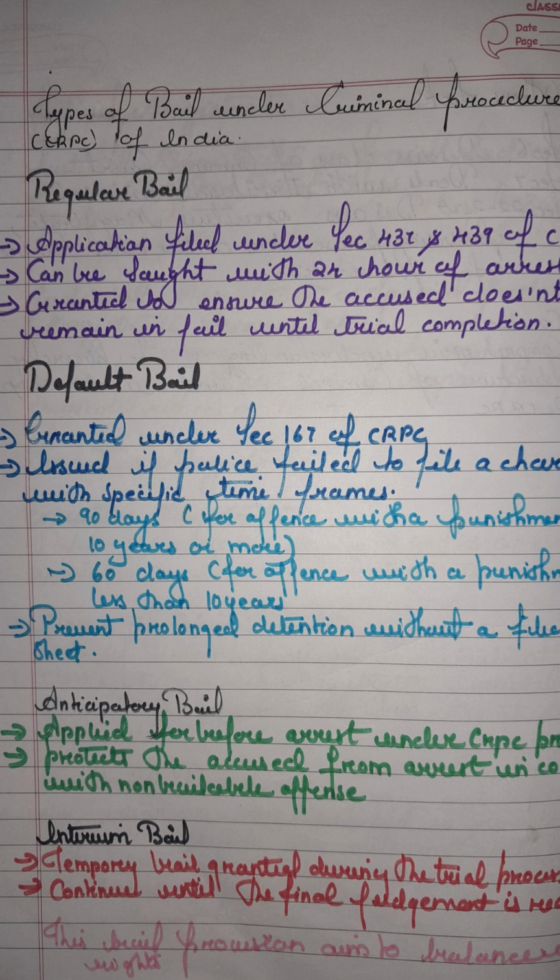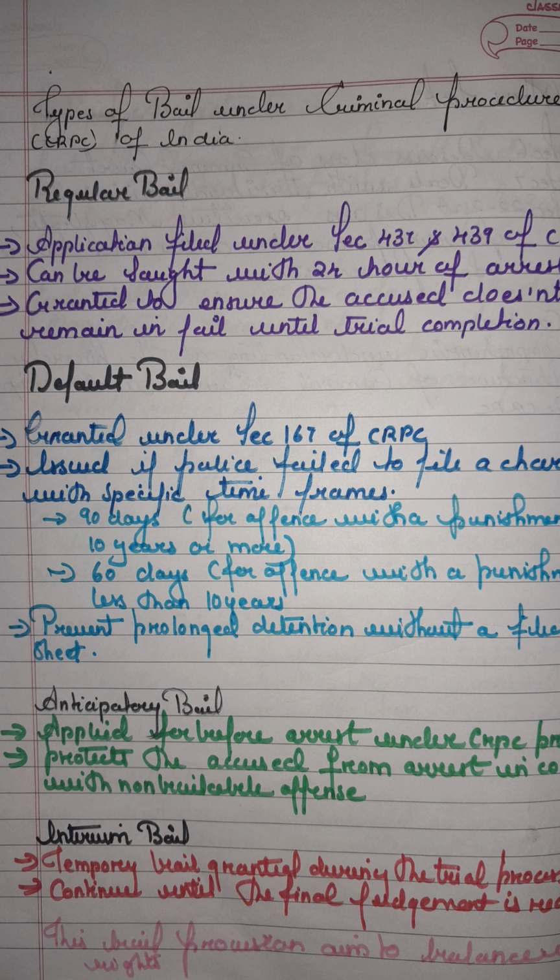Today I'm going to talk about the four kinds of bail. The first one is a regular bail, the second one is a default bail, the third one is an anticipatory bail, and the fourth one is an interim bail. Now, what is a regular bail? It is an application filed under section 437 and 439 of CrPC. A regular bail is considered to be a temporary bail, which can be sought within 24 hours of arrest.